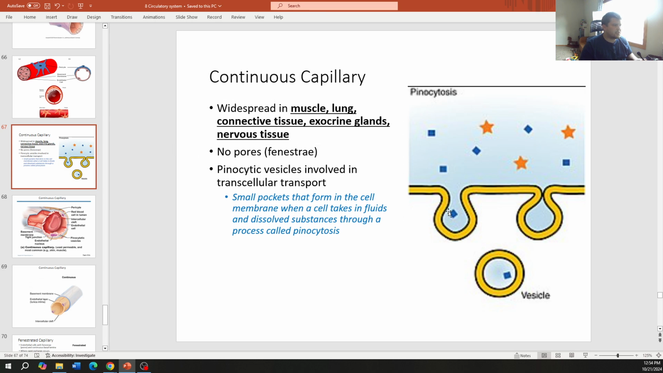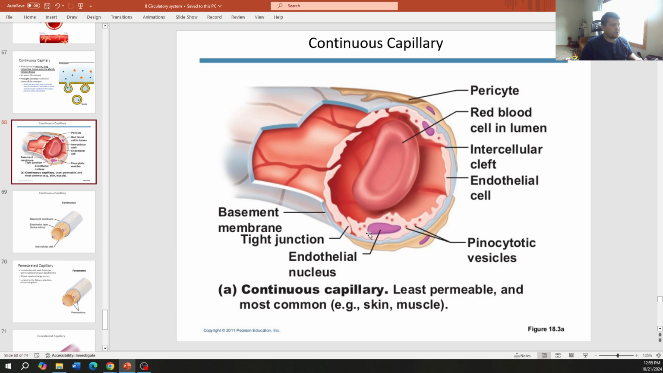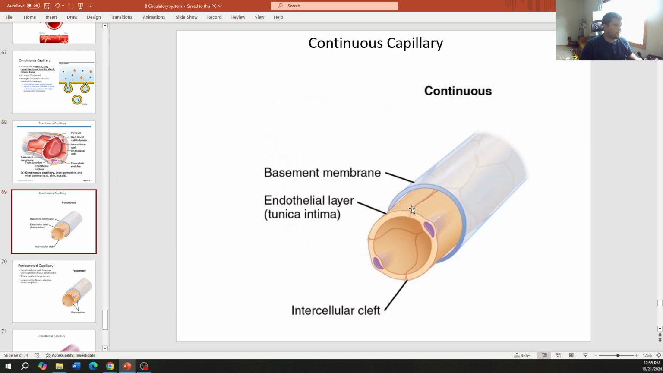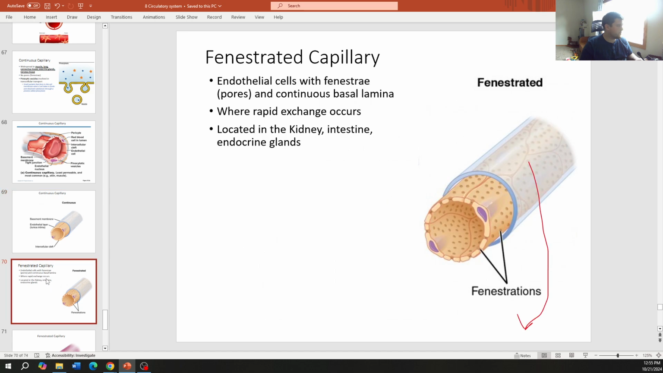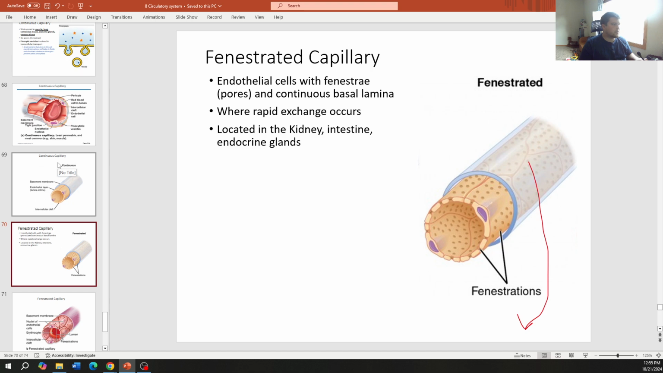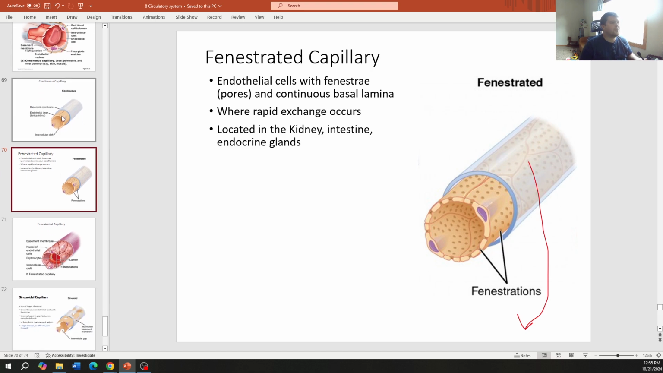And the way that it actually transports things in between cells is called pinocytic vesicles for cellular transport. I wouldn't worry too much about that whole process, just know the name: pinocytic vesicles. Here's just another picture of our continuous capillary. Continuous, not really a whole lot of holes or anything in between the layers of the endothelial cells, sorry. You should say them properly.